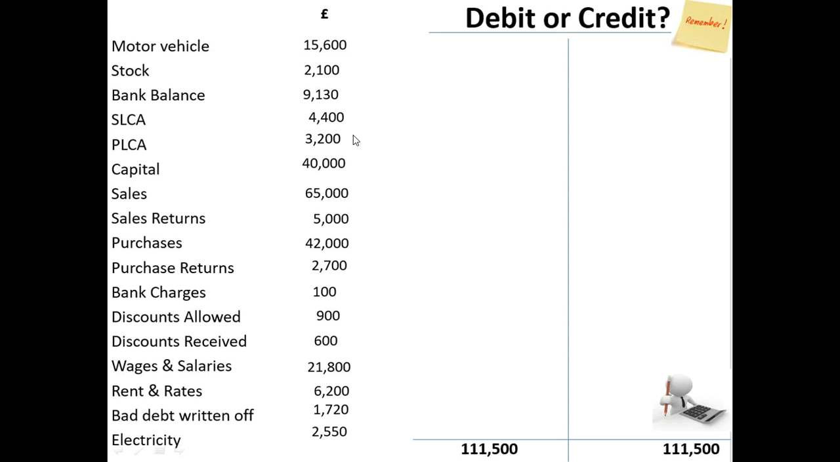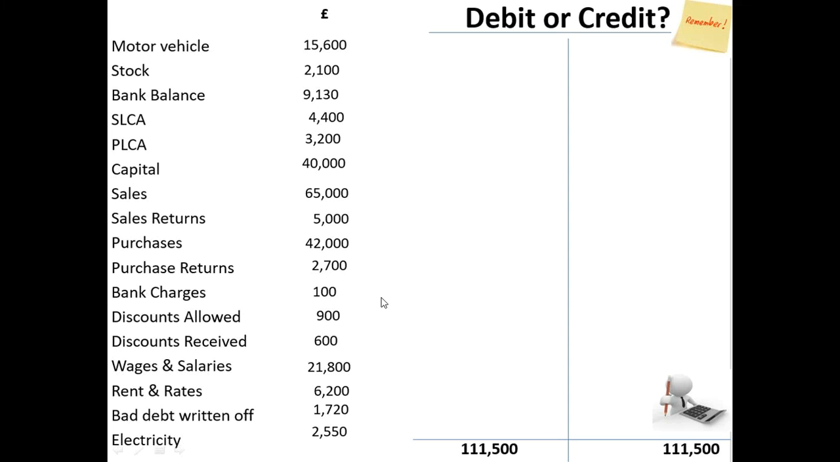Purchase ledger control account, which is creditors. If we buy something from our suppliers on credit, it's our liability, we have to pay in future. So liability goes on the credit side. Capital is our investment, which goes on the credit side. Sales is our income, which goes on the credit side. If sales goes on the credit side, sale return will go on the opposite side, which is the debit side. Purchases goes on the debit side, which is expense. Purchase return goes on the credit side.